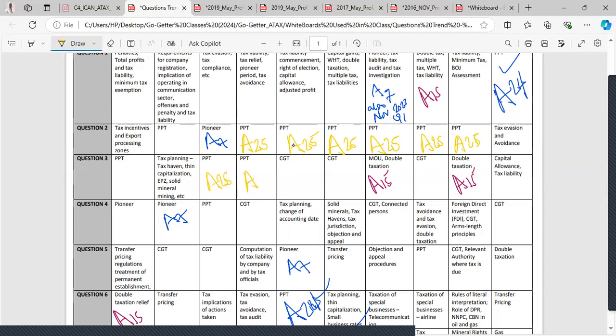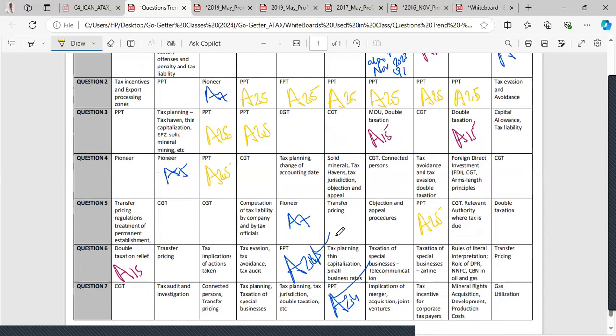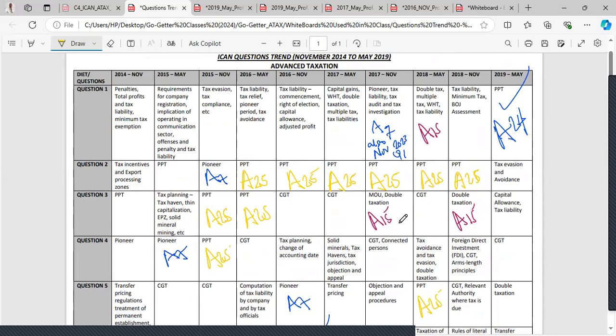So you see how many PPT questions we are doing. It's not everything we are going to solve. We are going to solve as much as will make you confident to go and solve the exam questions. So you pass your exam on the strength of how much you can solve your PPT questions, how much you can solve your CGT questions, and how much you can solve your other taxes like capital allowance and all that.